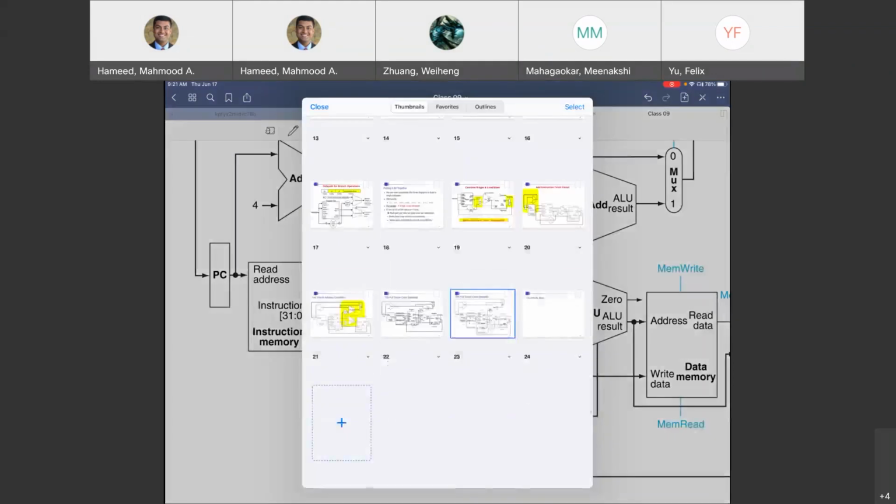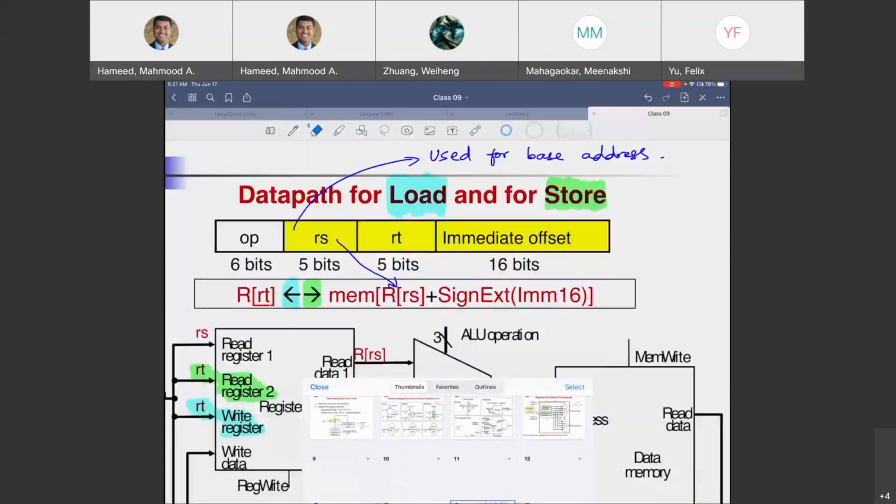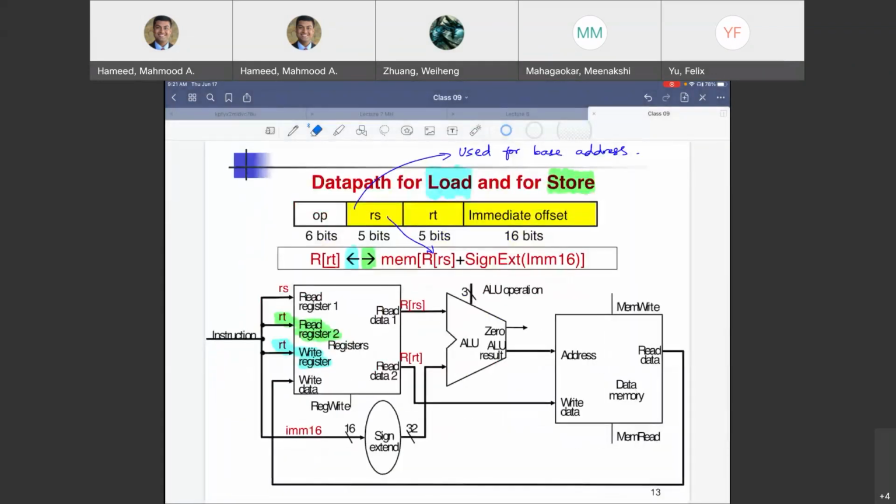Come back to this. Okay. Let's talk about the other things that we need to support load and store. Register file, read RS or RT. Sometimes RT might be making sense. Sometimes it will not. When will RT make sense? Read data of RT.